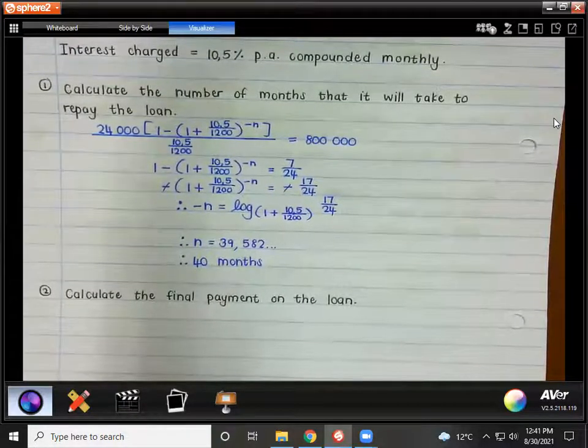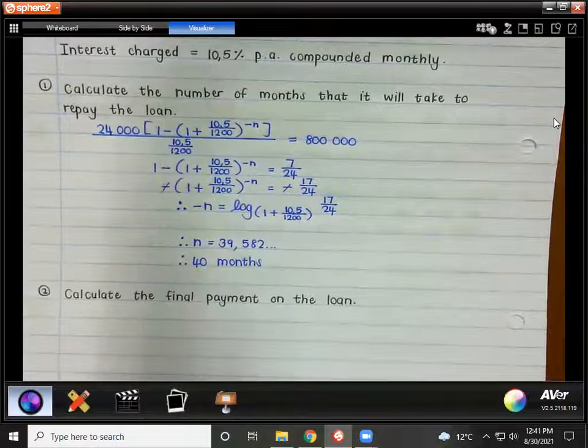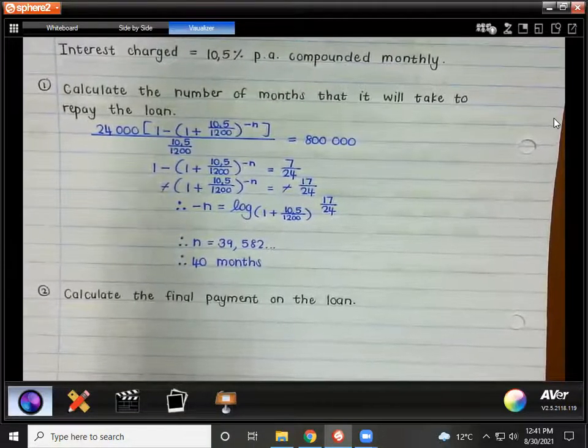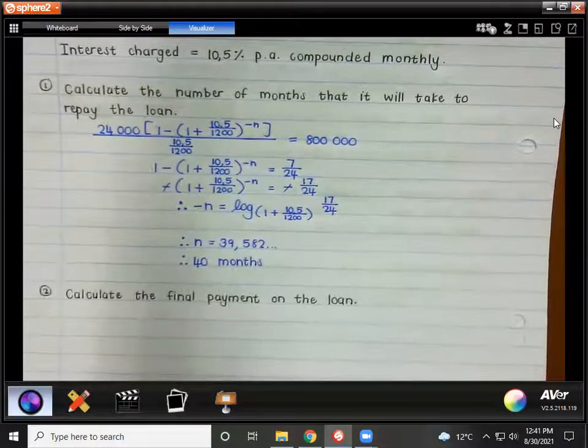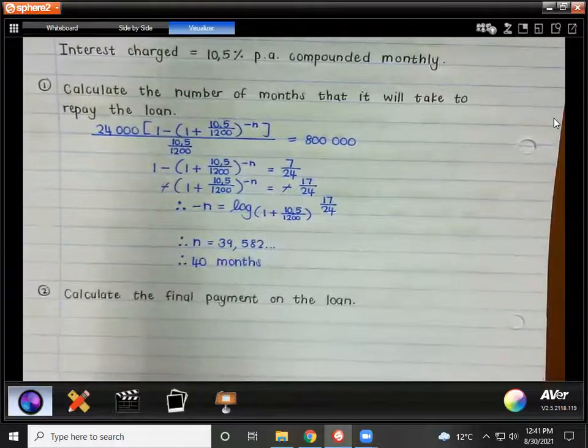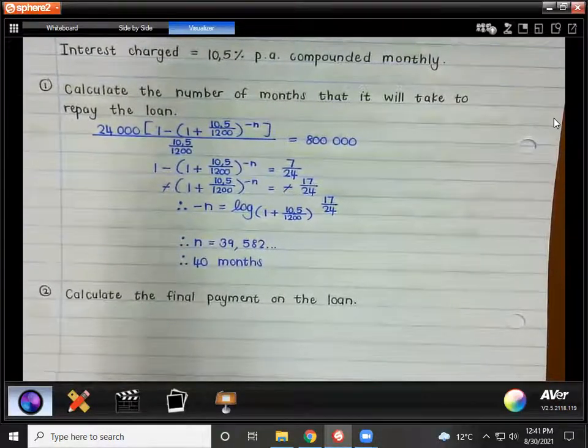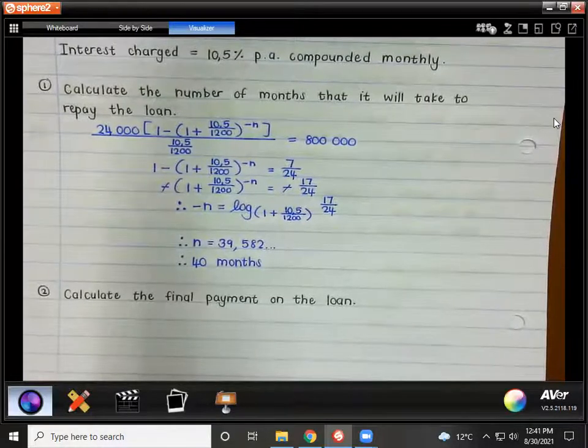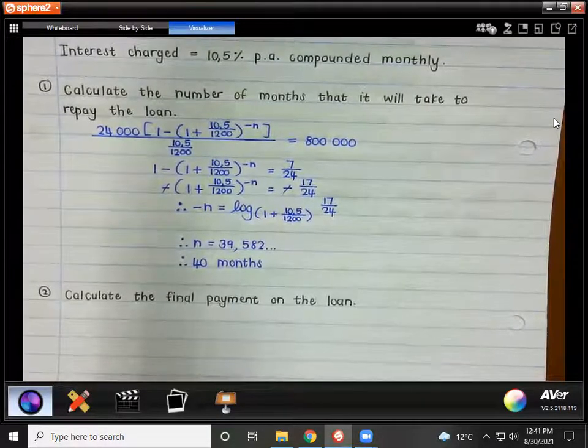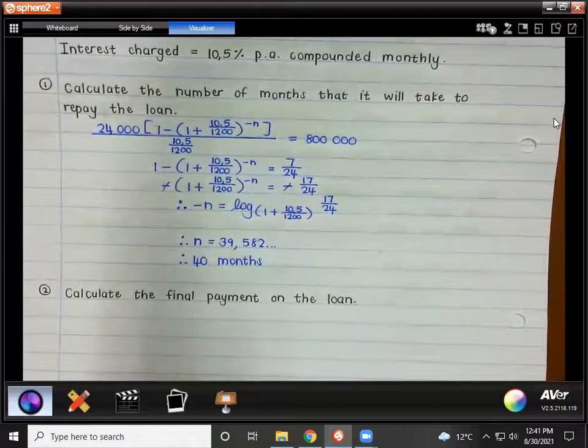Well, they're asking the month that it will take to repay the loan. So if you are getting a decimal, then it will take another month, if that makes sense. Because after the 39, you wouldn't have paid it off in full yet. So you would have to round up.